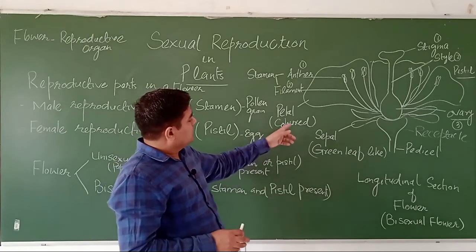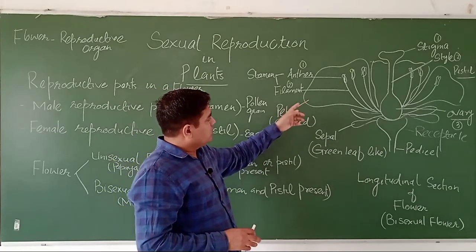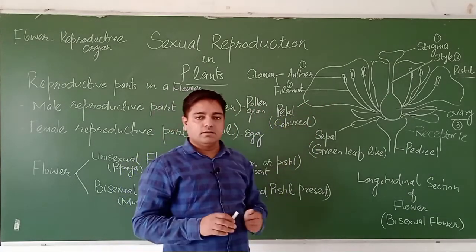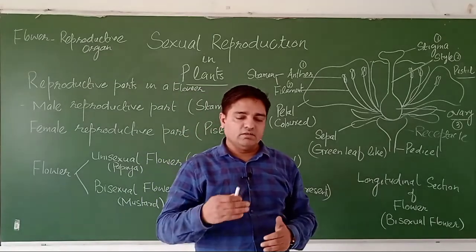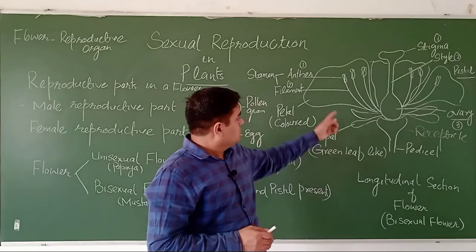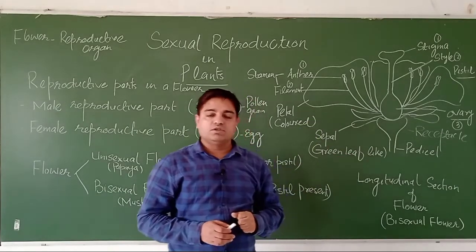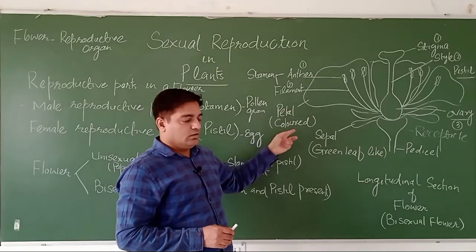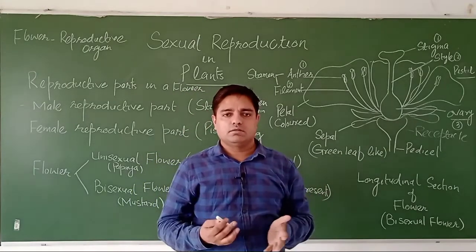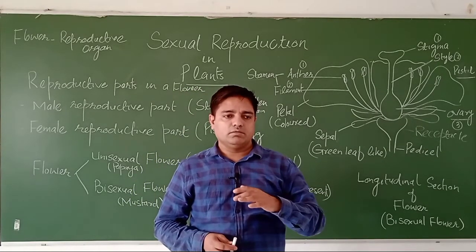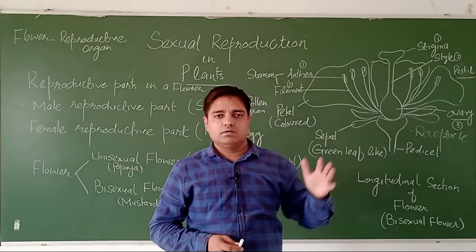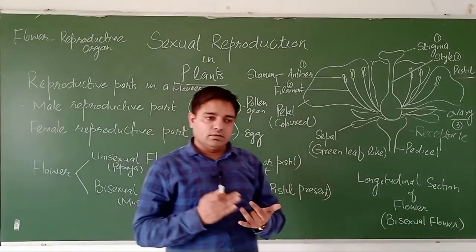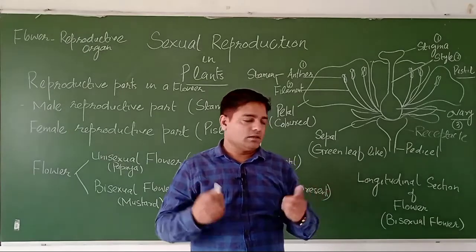Inside this, the next whorl, this colored petal, is here. The second whorl of a flower is the petal. The unit of this whorl is the petal, and the petals are colored, in different colors. As you know, flowers are of numerous colors, so a petal may be any color, like red, green, yellow, anything else.